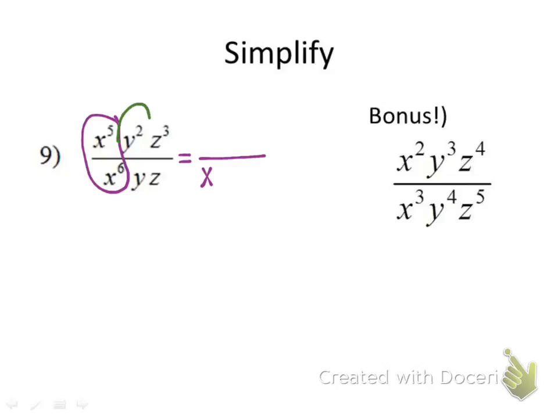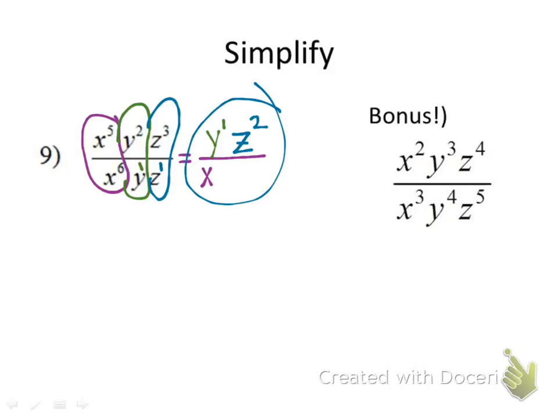Next, y to the 2nd over y to the 1st is y to the 1st, and that goes on top because I started with more y's on the top. Z's, I have z to the 3rd over z to the 1st, which is z to the 2nd, and that goes on the top. Very good. You can move the x over a little bit if you want. Doesn't need to be right in the front.